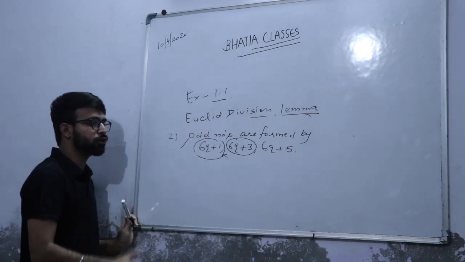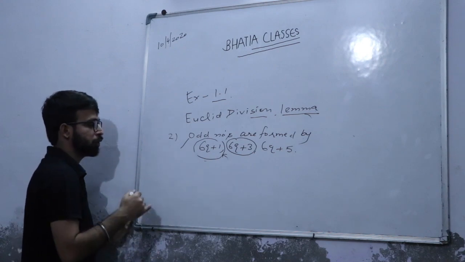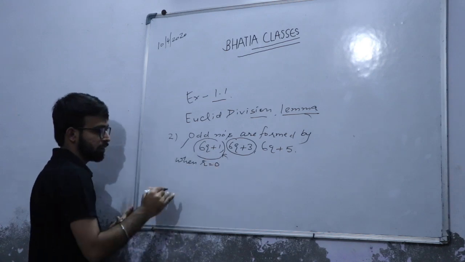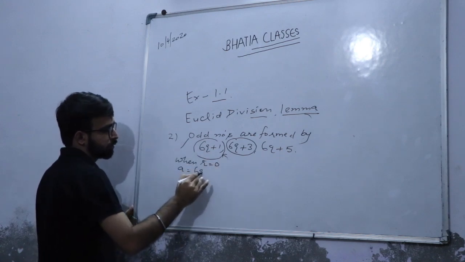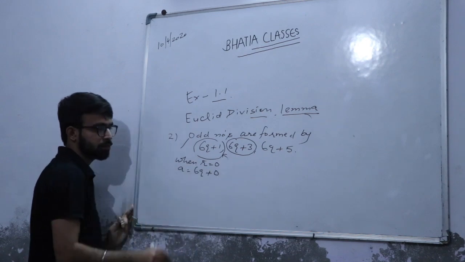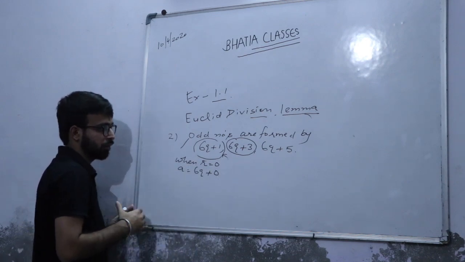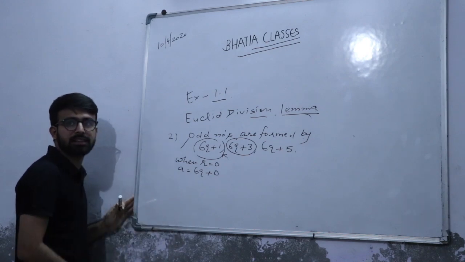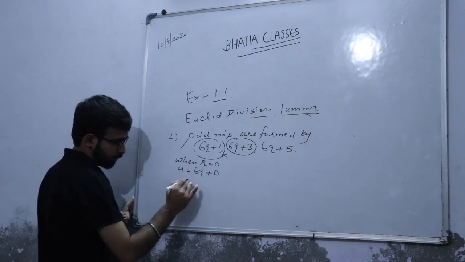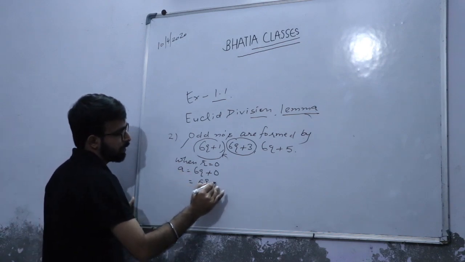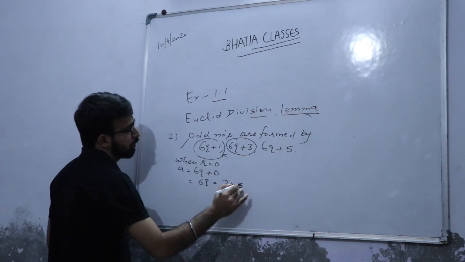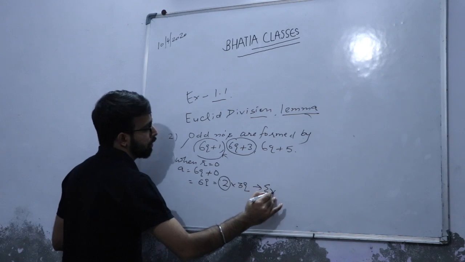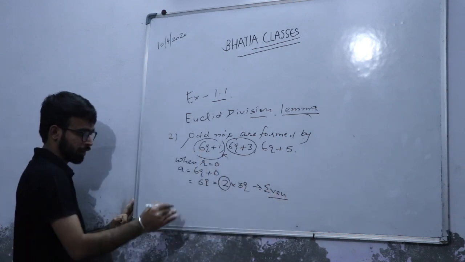Now I have to use the values of R. How to use this? Let me show you. When R is equal to 0, A is equal to 6Q plus 0. 6Q is equal to 2 multiplied by 3Q. As this number is multiplied by 2, this is an even number.